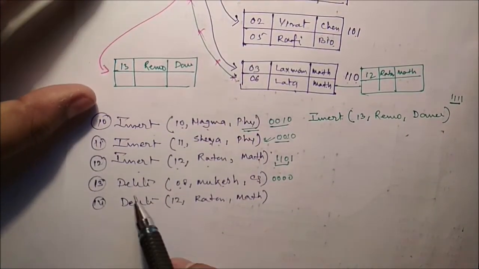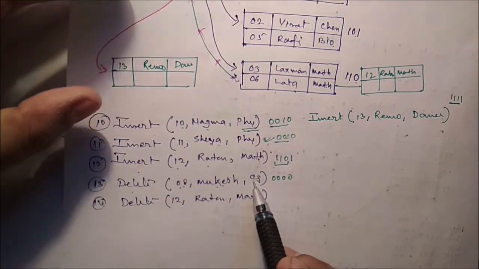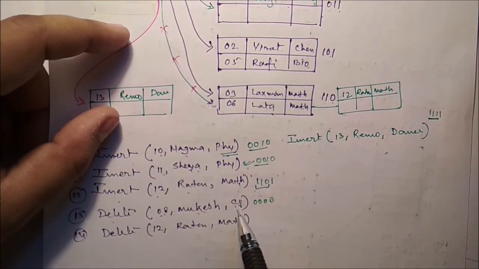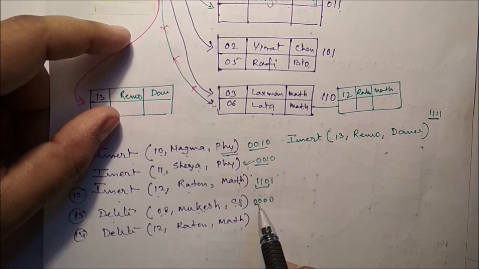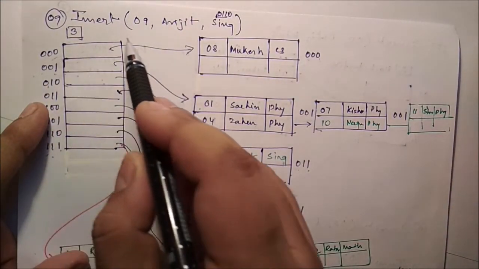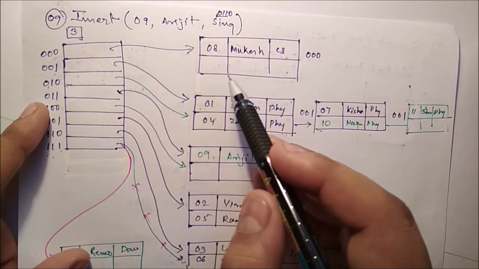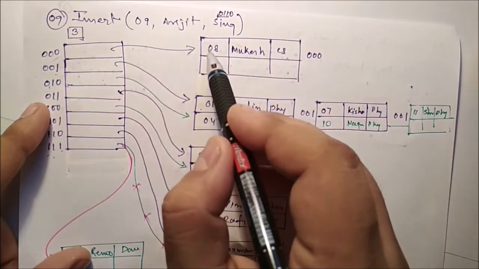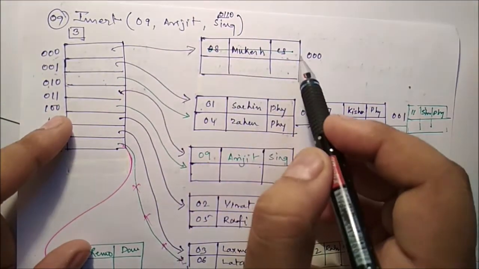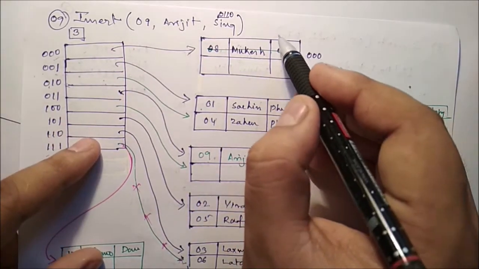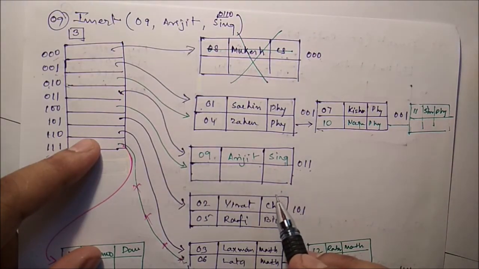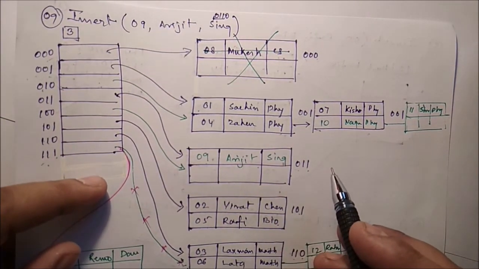Next is delete roll number 8, Mukesh, computer science. That means we want to delete this particular computer science record. The code for computer science is 0000, so 000 means we have to see this one. From here we can get this particular bucket address, where roll number 8 is there. We remove this record, so this bucket is empty. If this bucket is empty, we can remove this bucket also. In this way you can save memory space. Are you getting this one?